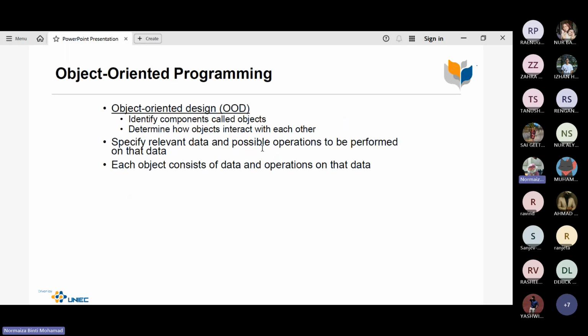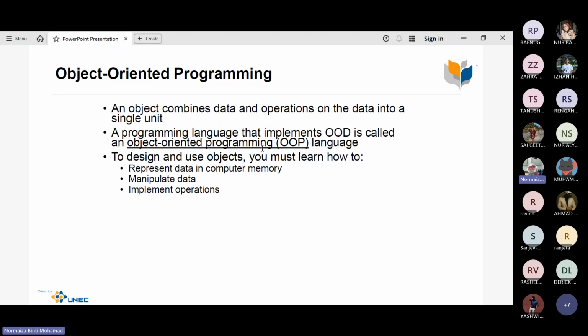Object-oriented design basically identifies the component objects, and then you determine how objects interact with each other and specify relevant data and possible operations to be performed on that data. Each object consists of data and operations on that particular data. An object will combine data and operations on the data into a single unit. A programming language that uses OOD is called OOP, or Object-Oriented Programming Language.